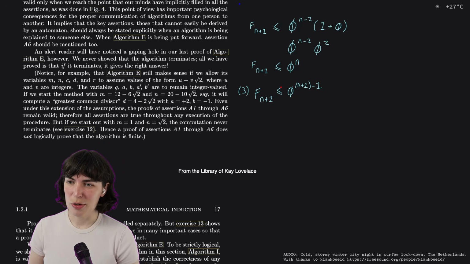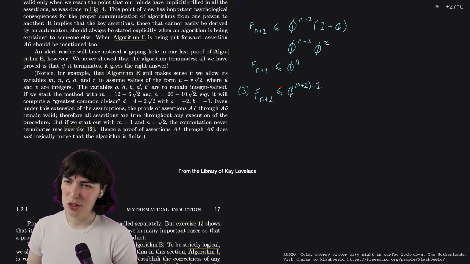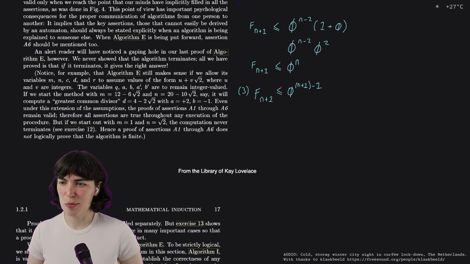If we start the method with m equals 12 minus 6 root 2 and n equals 20 minus 10 root 2, say, it will compute a greatest common divisor 4 minus 2 root 2 with a equals plus 2 and b equals minus 1. Even under this extension of the assumptions, the proof of assertions A1 through A6 remain valid. Therefore, all assertions are true throughout any execution of the procedure.